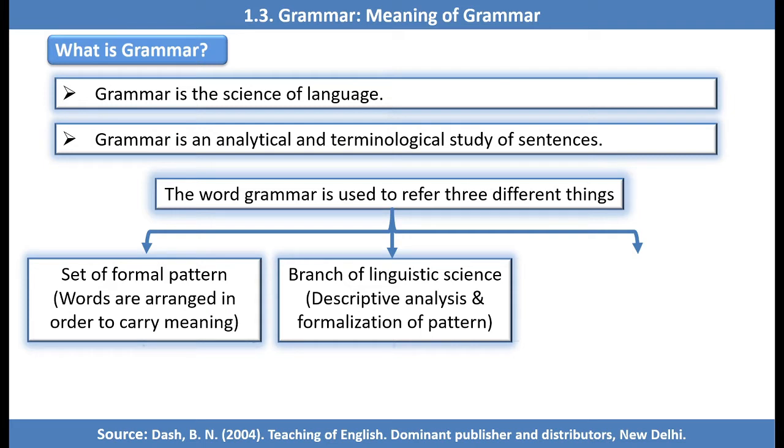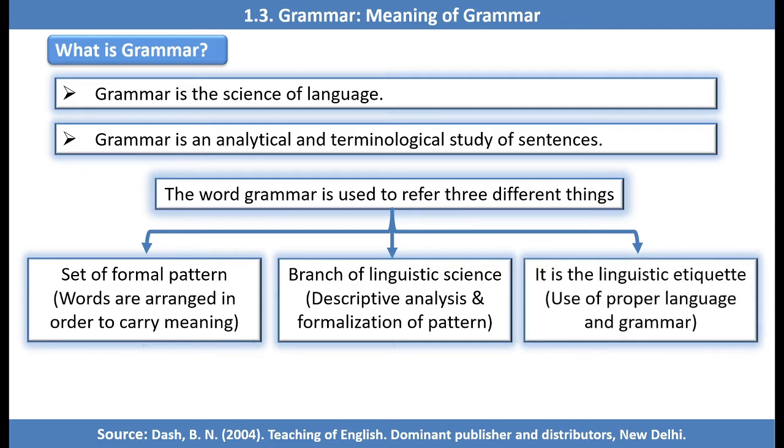Second one, a branch of linguistic science. Here we do descriptive analysis and formalization of patterns. It is a branch of linguistic science. So here in linguistic science we analyze descriptively and study how to form a pattern. All these things we study here in linguistic science. And the third one is that it is linguistic etiquette. So here we have proper etiquettes, how to use proper language, how to use proper grammar. So here we learn the etiquettes.